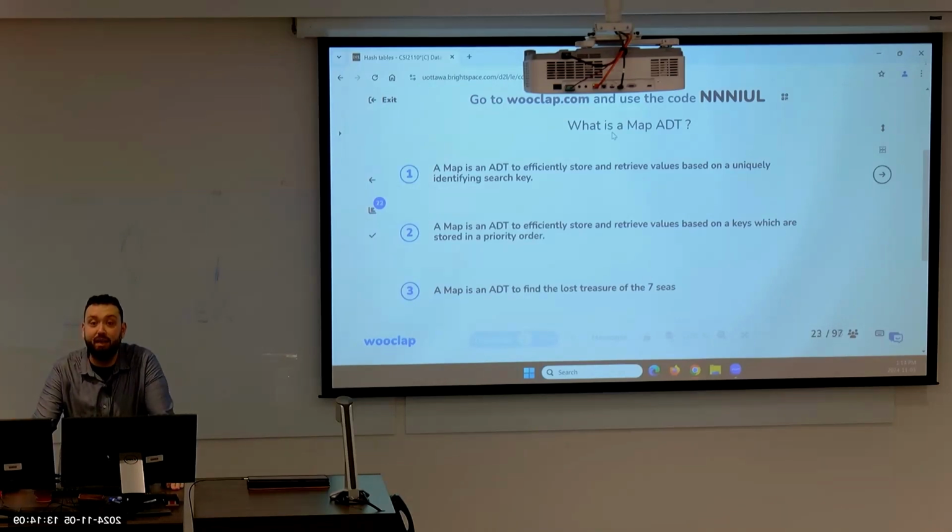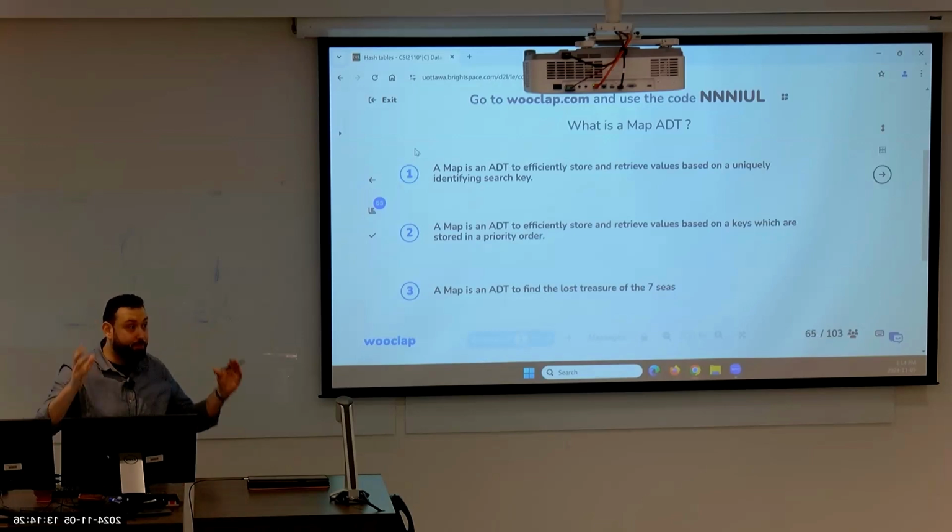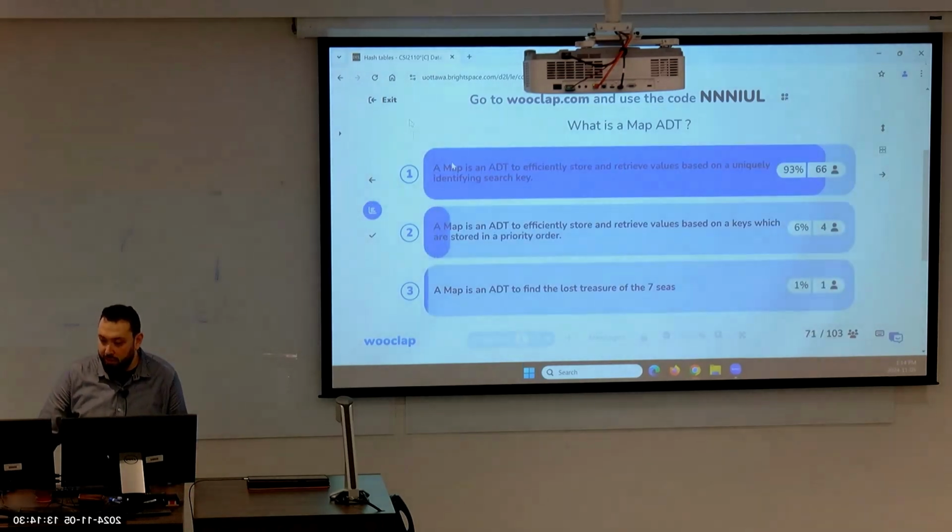What is a MAP ADT, guys? We need to remind ourselves every time about the bigger picture, about the ADT. What are we trying to do? So a MAP ADT is what? To efficiently store and retrieve values based on a uniquely identifying search key.